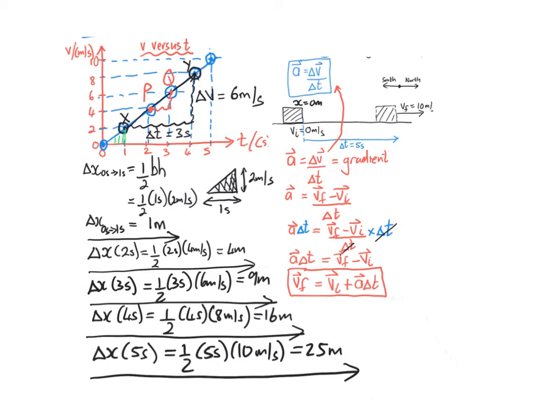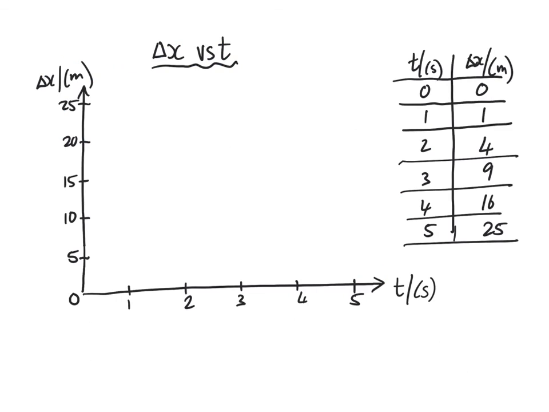So what I would like you to do next is to plot the position versus time graph for this object's motion, and I'm going to ask that you pause the video again in order to do that. So I have represented our calculations in a little table on the right hand side here. And now I'm going to plot position versus time, or change in position versus time.